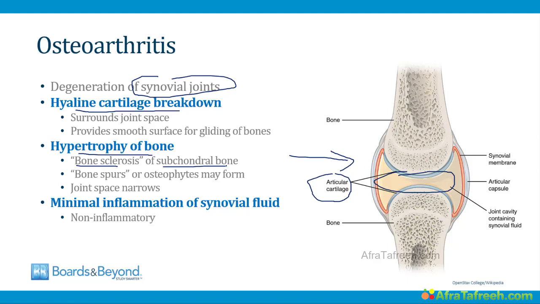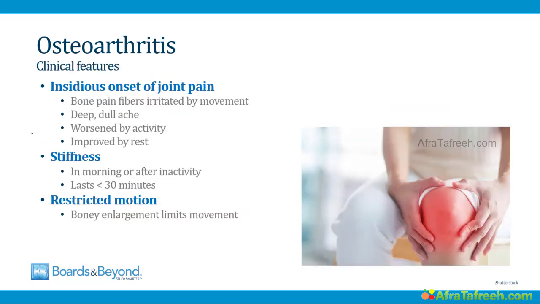I'll show you a picture of this. You can see it on X-ray in patients with osteoarthritis. Hypertrophy of bone can also lead to bone spurs or osteophytes, which you can also see on X-ray, and we'll see a picture of this later as well. And then finally, when the cartilage breaks down and the bone hypertrophies, the joint space can narrow, and eventually patients can have bone on bone in a synovial joint. And then, as I mentioned earlier, in osteoarthritis, there's minimal inflammation of the synovial fluid, and that's because this is non-inflammatory osteoarthritis.